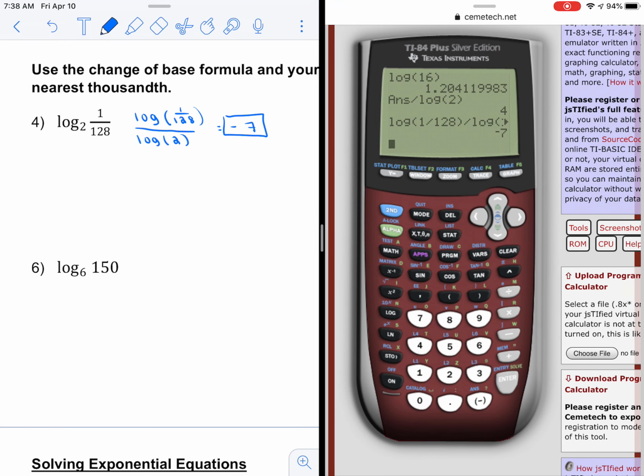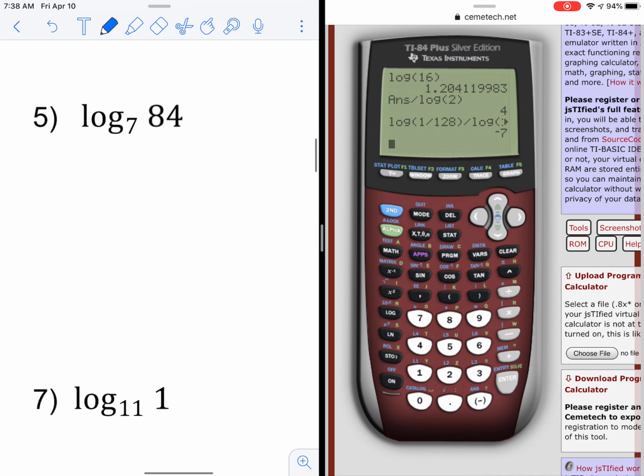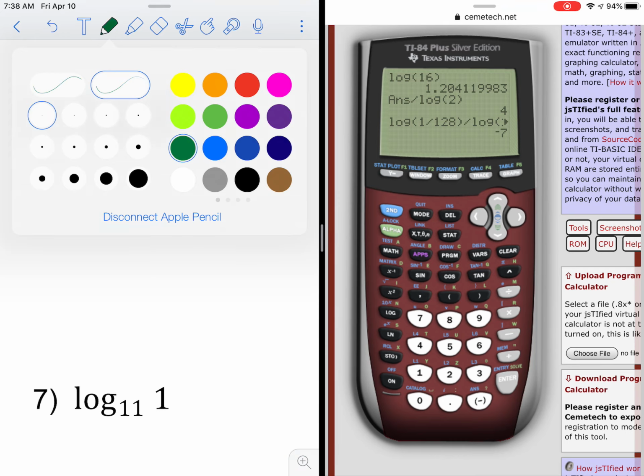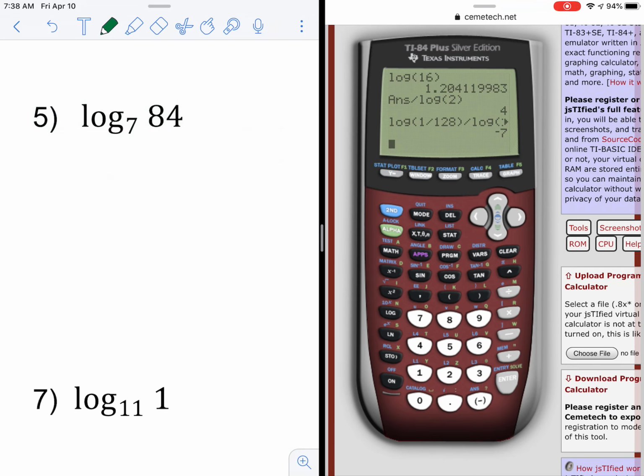This is the same thing as saying 2 to what power equals 1 over 128, and that's what you're finding, but now using your calculator to do so. On number 5, you may say, well, then why don't I just do this in my head? 7 to 1 power equals 84. The problem is 7 to some power equaling 84 is not a nice number.